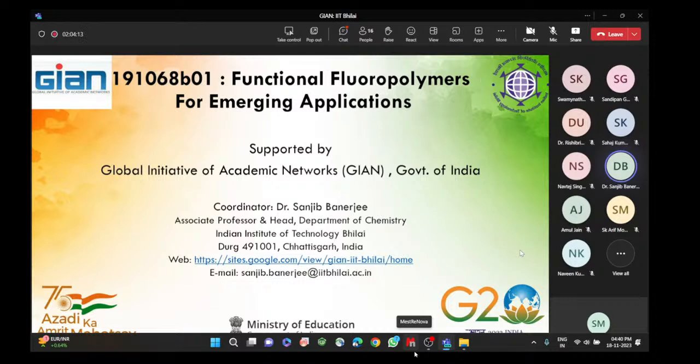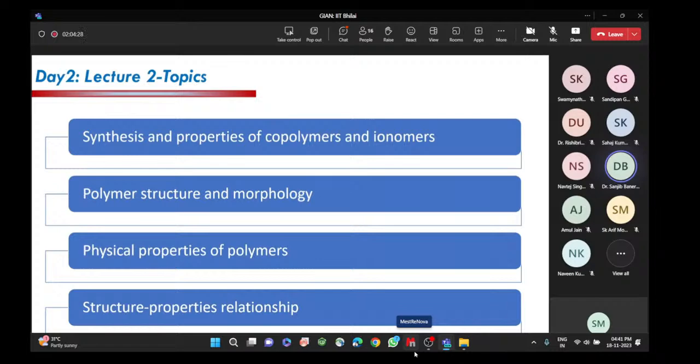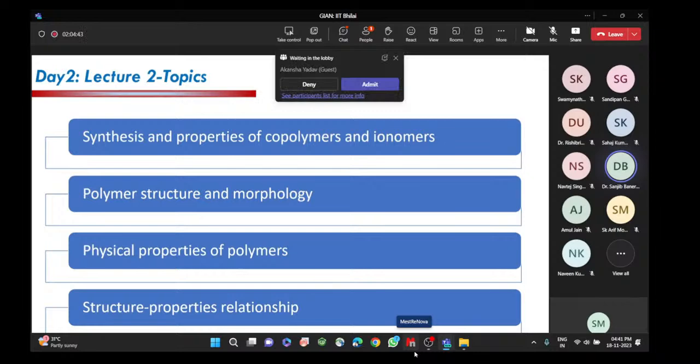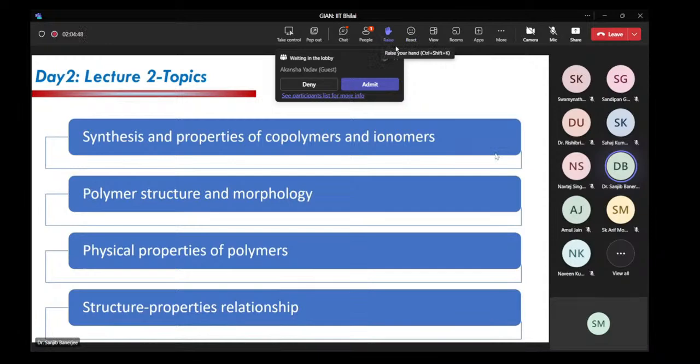So in this segment we'll talk more about copolymers and their morphology, topology and some of the properties. It will cover basically synthesis and properties of copolymers and ionomers. Ionomers are very interesting, which we'll discuss. It will discuss polymer structure and morphology, physical properties of polymers and structure property relationship. Structure property relationship, or SPR, is very important for any industrial application of a polymer, which we will discuss slowly.